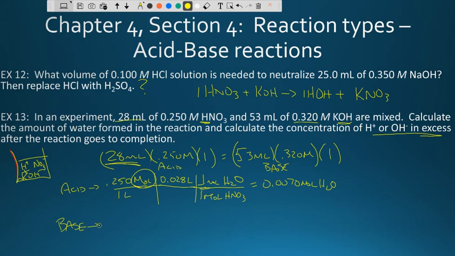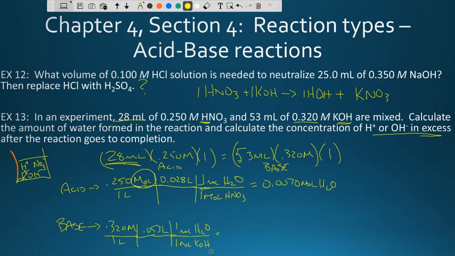Okay, now let's do the same thing with my base. And let's follow that part. Okay, I see that I have 0.320 molar, and that base, again, is going to be potassium hydroxide. But that's molar, so that's 1 liter. And how much do I have? I have 0.053 liters. Now, since it's potassium hydroxide, notice I have one of those as well to balance it all out.